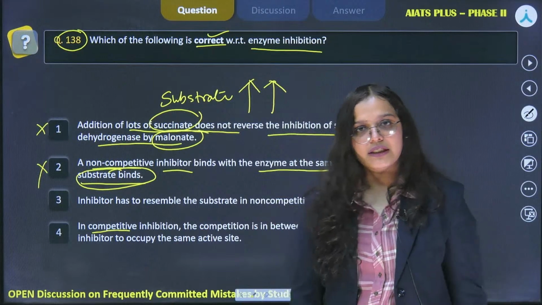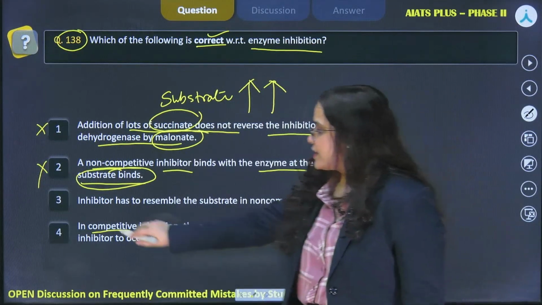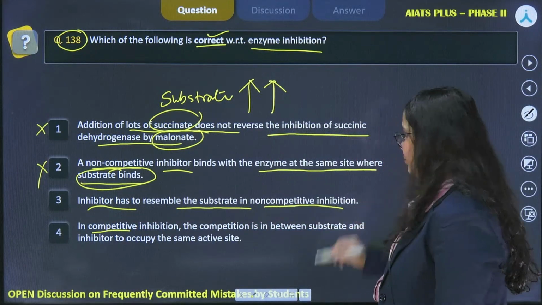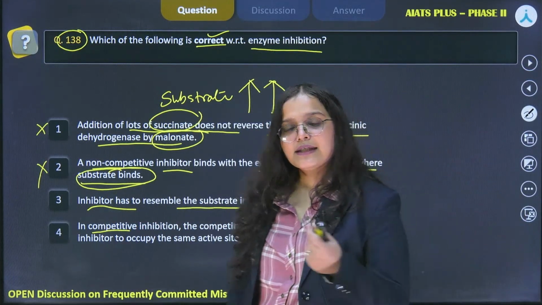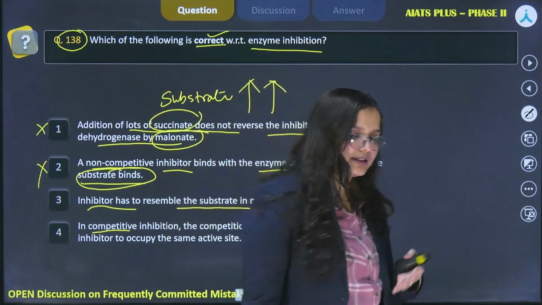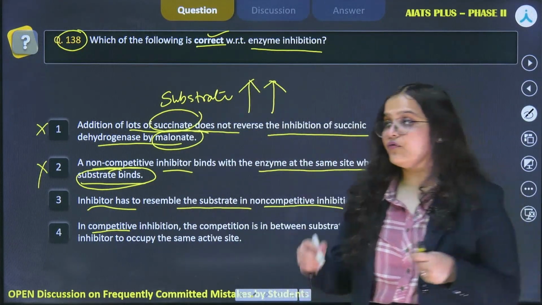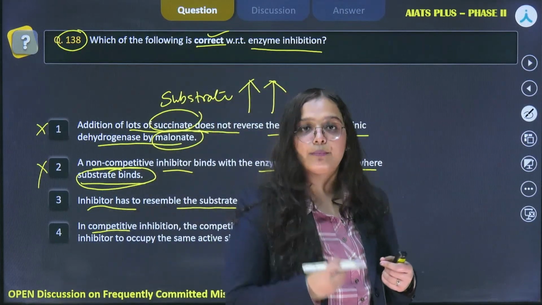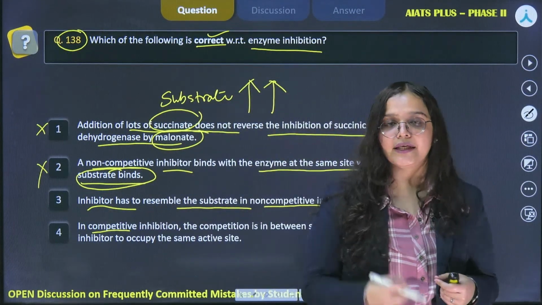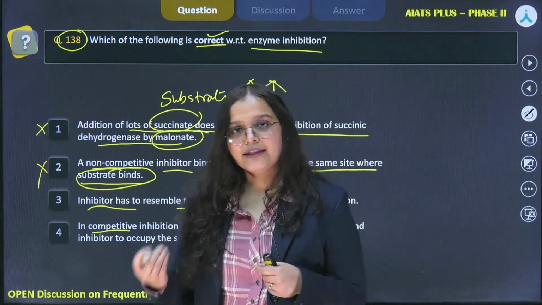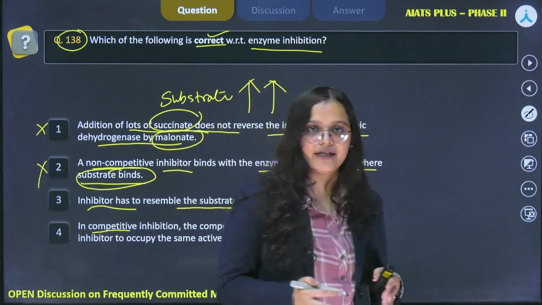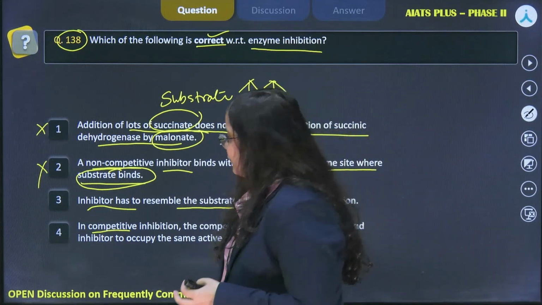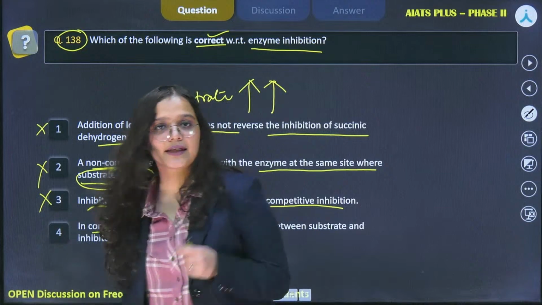Moving to our option 3 now, which states the inhibitor has to resemble the substrate in non-competitive inhibition. So this is again an incorrect statement because such a condition does not exist. We specifically call it competitive only because there is a competition existing between the inhibitor and the substrate to bind to the active site, because they are similar in shape or structure, and therefore option 3 is incorrect.